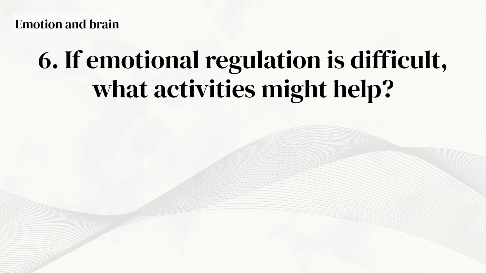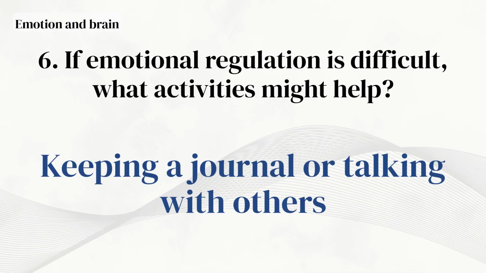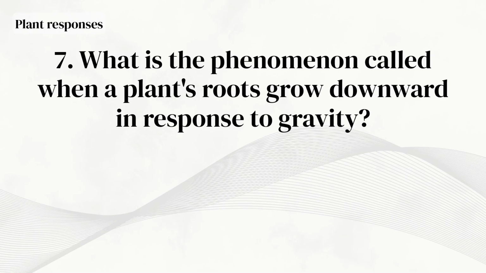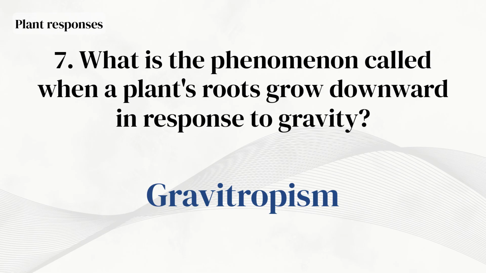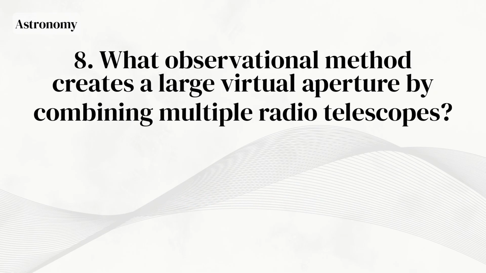Electrolytic cell. If emotional regulation is difficult, what activities might help? Keeping a journal or talking with others. What is the phenomenon called when a plant's roots grow downward in response to gravity? Gravitropism. What observational method creates a large virtual aperture by combining multiple radio telescopes?